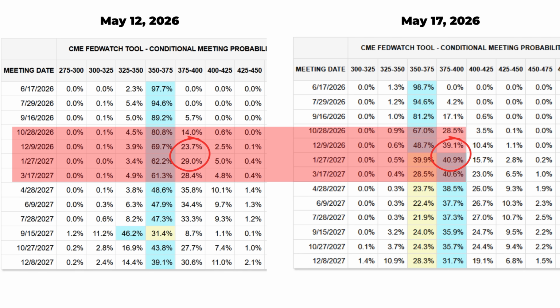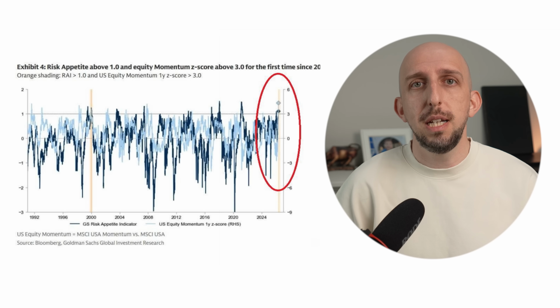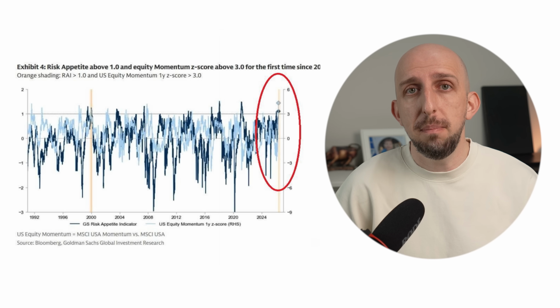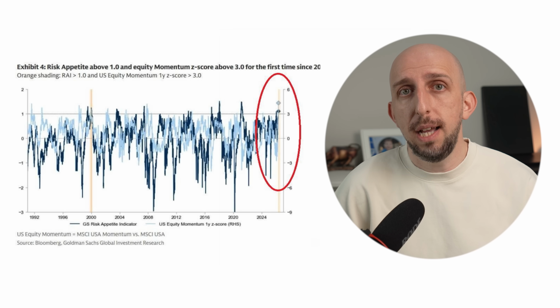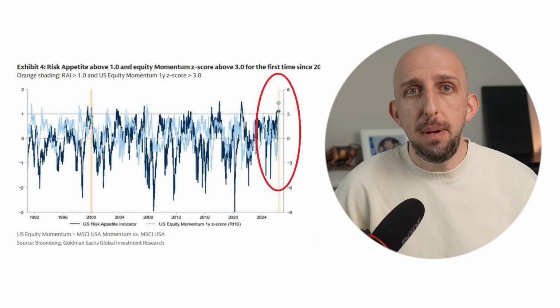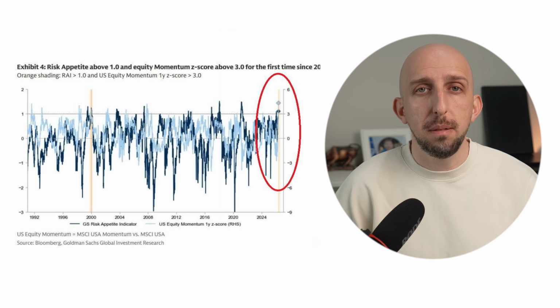And then there is this, and if you take nothing else from this video, take this chart. Goldman Sachs risk appetite indicator is above 1, and the United States equity momentum z-score is above 3. This combination has not been seen since the year 2000. Let me say that again. The last time risk appetite and momentum were both at these levels, it was the dot-com peak.